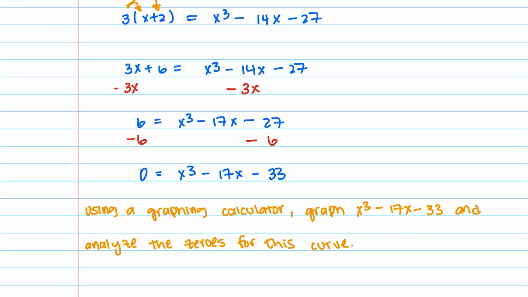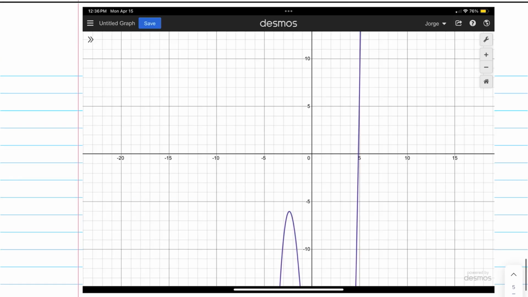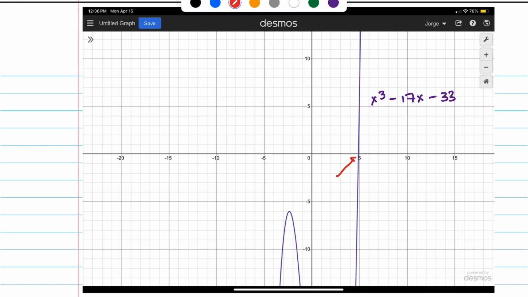And so by taking our equation up to this point, we can use a graphing calculator to graph x to the power of 3 minus 17x minus 33, and we can analyze the zeros for this curve. And so if you notice, in this equation, our purple curve is x to the power of 3 minus 17x minus 33. And if you analyze the zeros of this curve, you'll come up with x is equal to 4.88. The same solution that we got through our first approach.